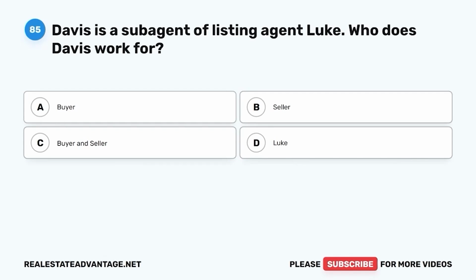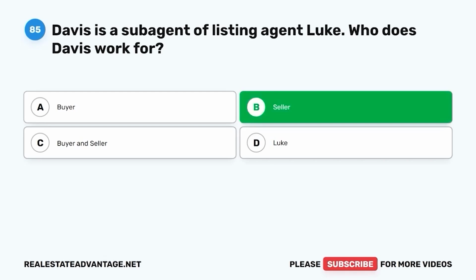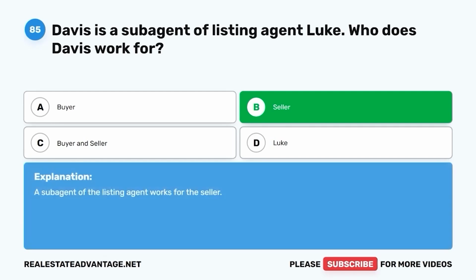Question 85. Davis is a subagent of listing agent Luke. Who does Davis work for? A, buyer, B, seller, C, buyer and seller, D, Luke. The correct answer is B, seller. A subagent of the listing agent works for the seller.